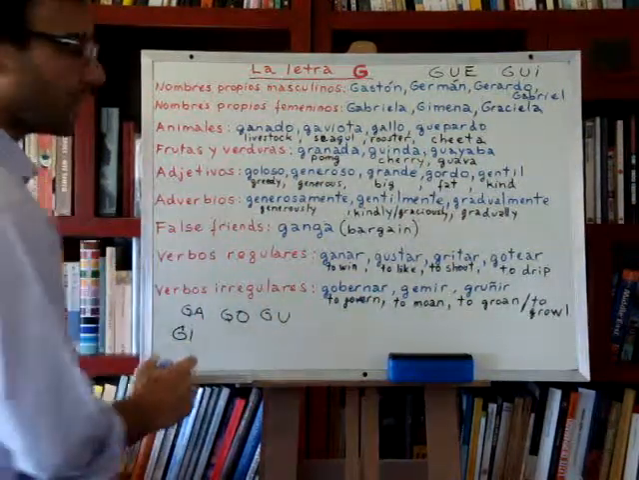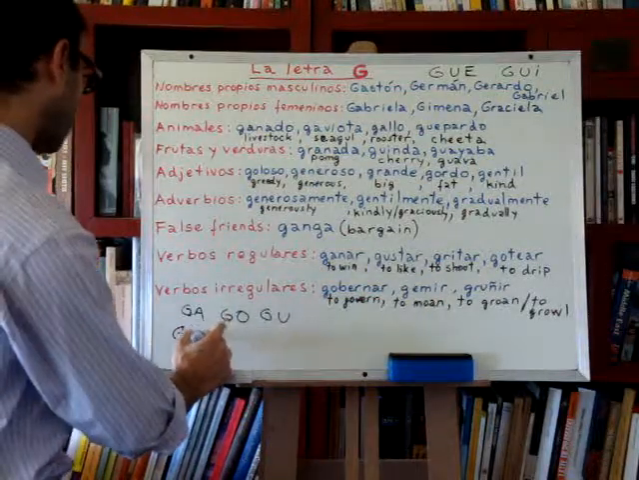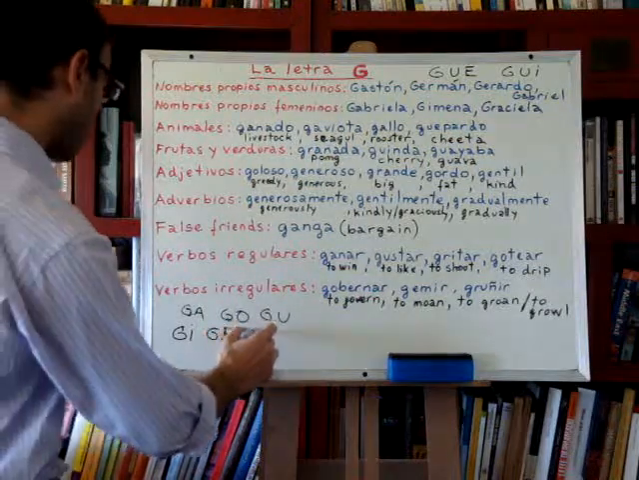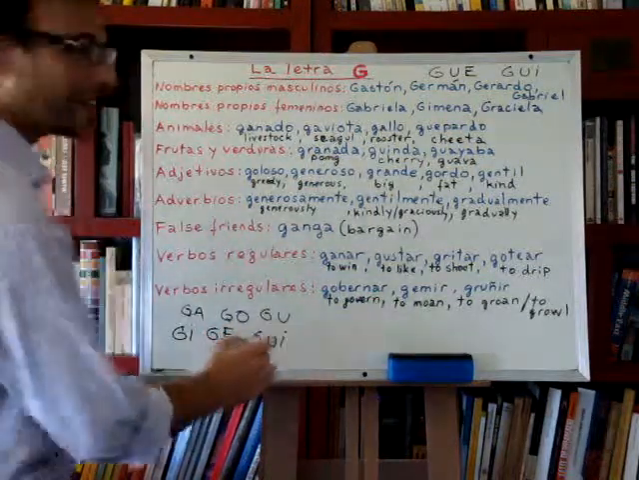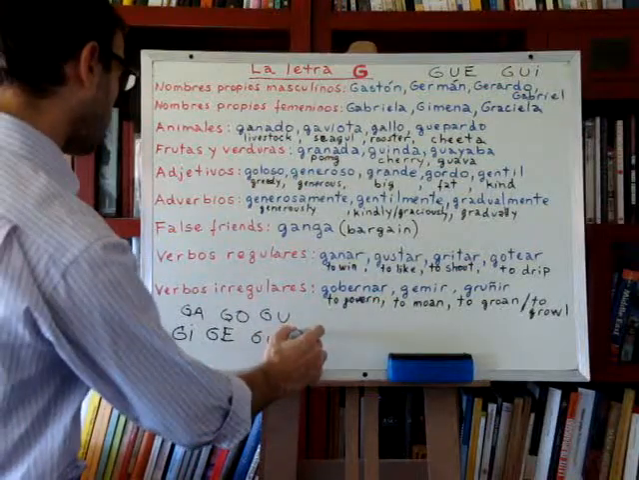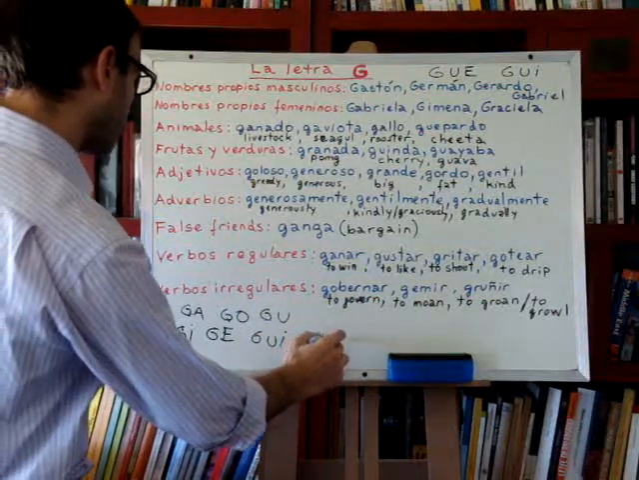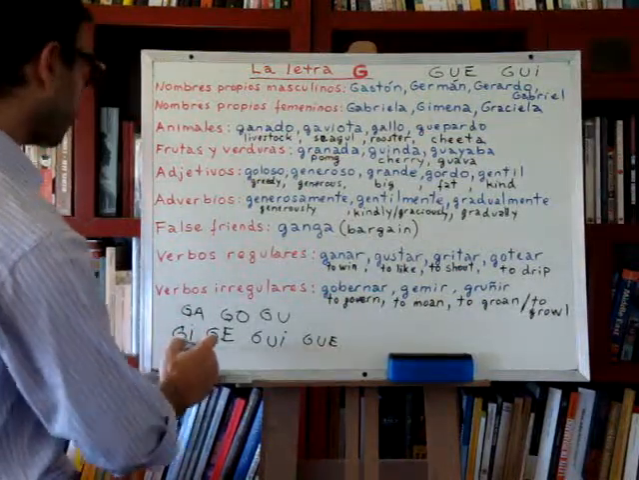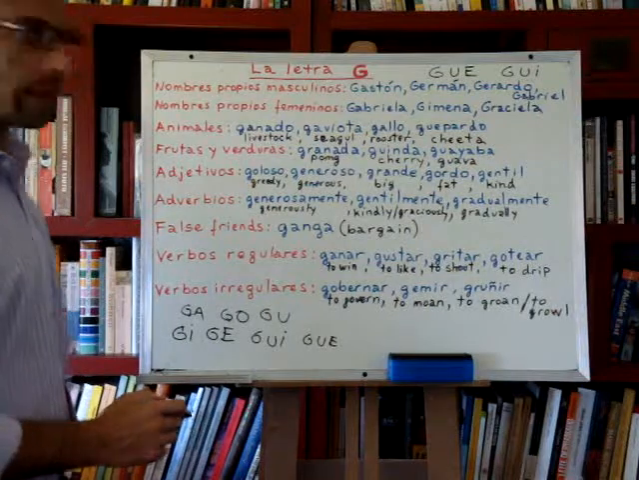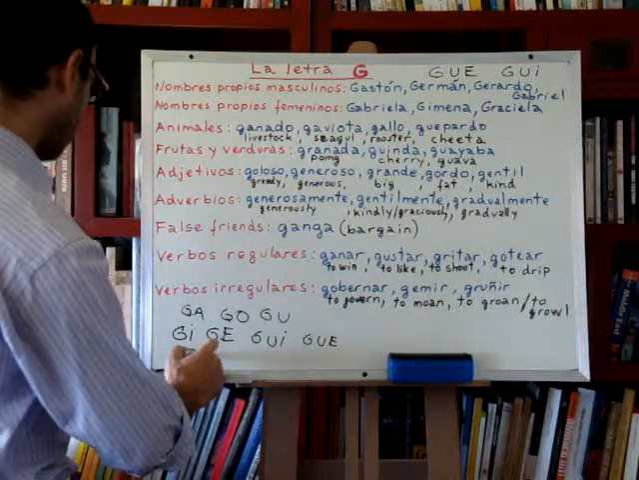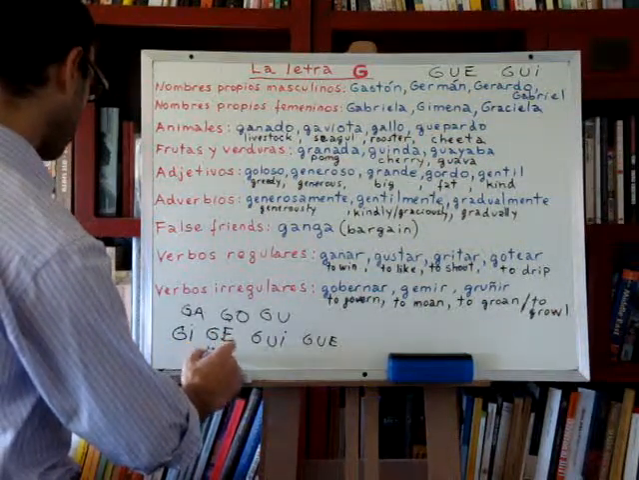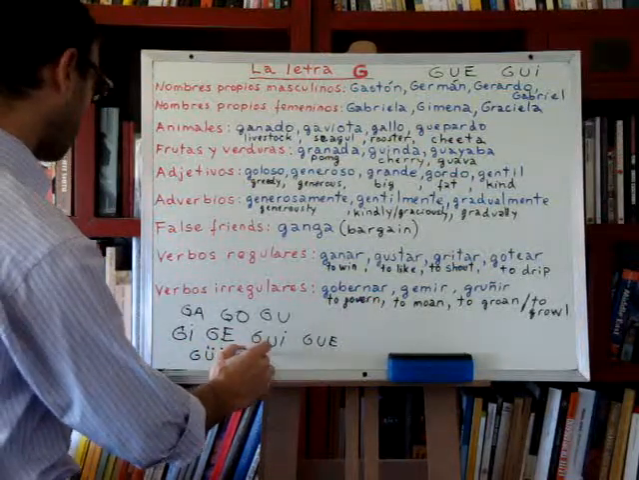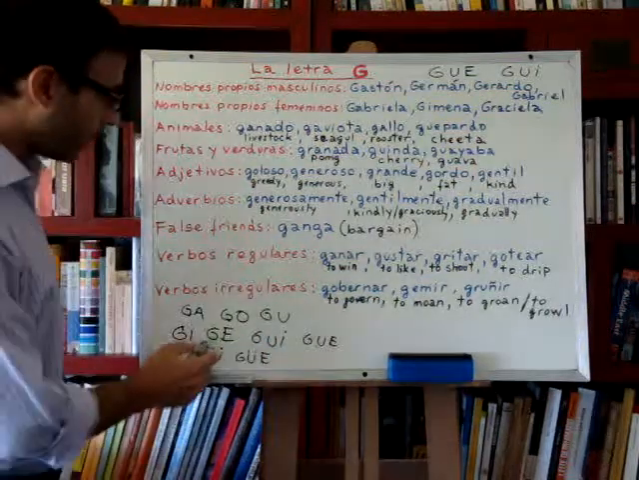This sound is He. This is pronounced He. This here is pronounced Gi. And this here is pronounced Ge. Ge, okay? And if we want to pronounce Gui and Gue, we need to write it this way. Gui and Gue. Right? Gui and Gue.